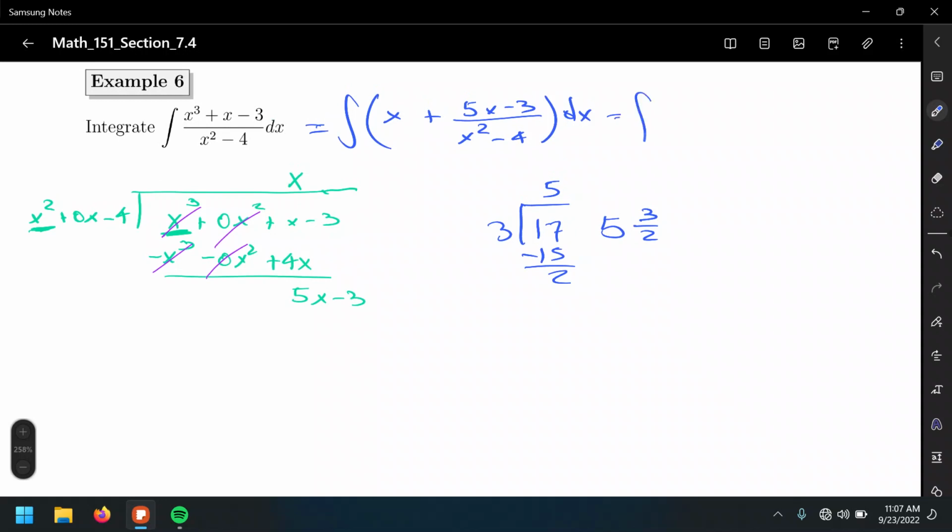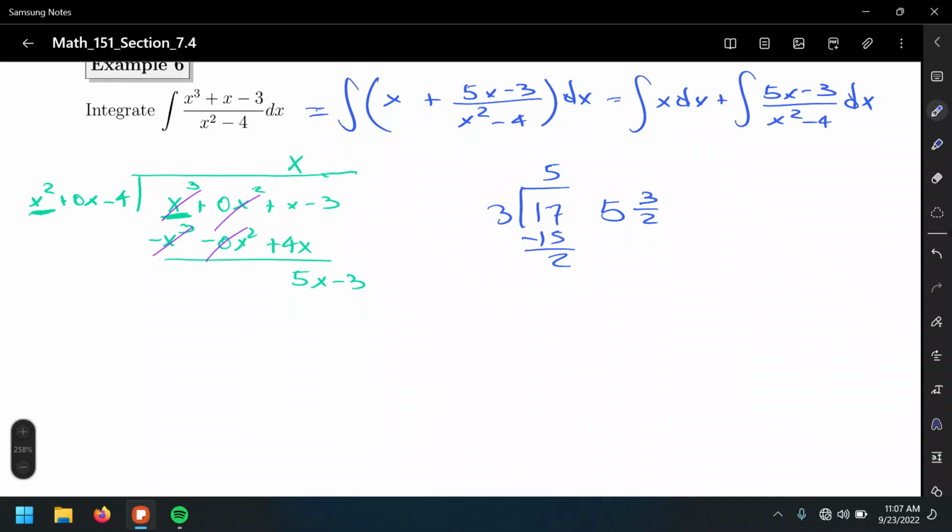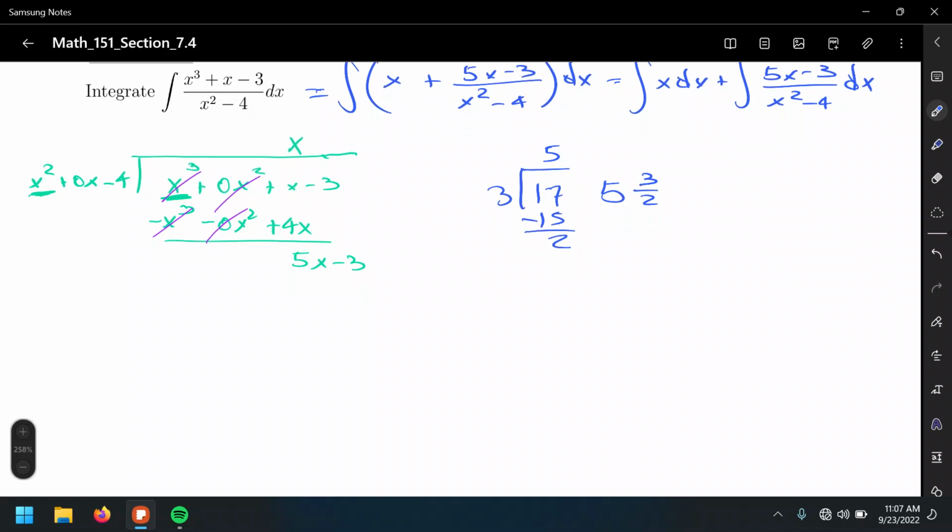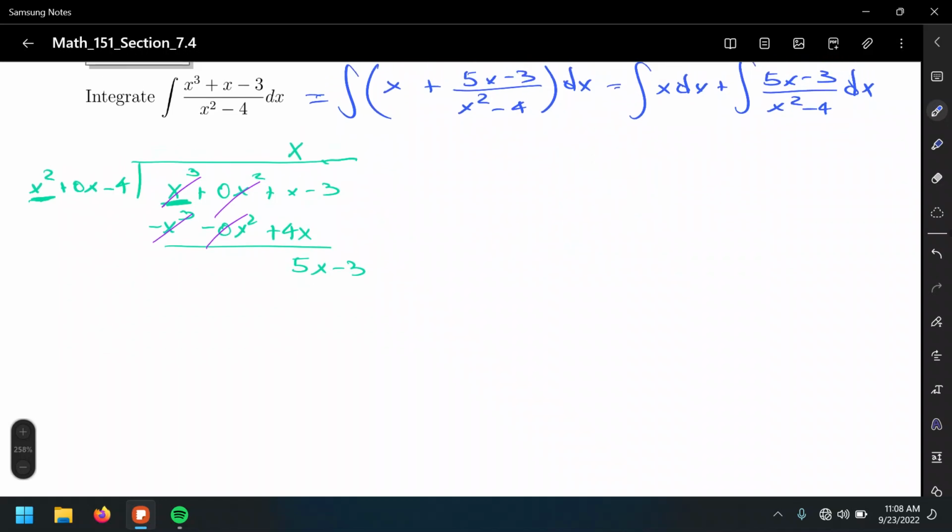So this will be the integral of x dx plus the integral of 5x minus 3 over x squared minus 4 dx. And the integral of x dx is just a general power rule problem. Now this one is the one that we need to do using partial fraction decomposition. So let me focus on this integral.